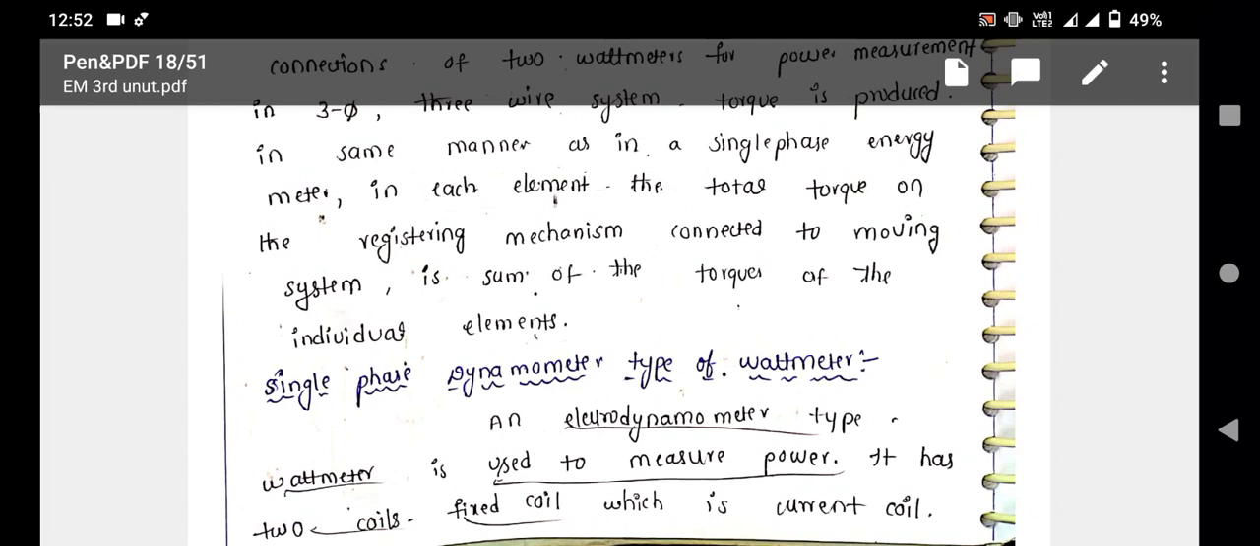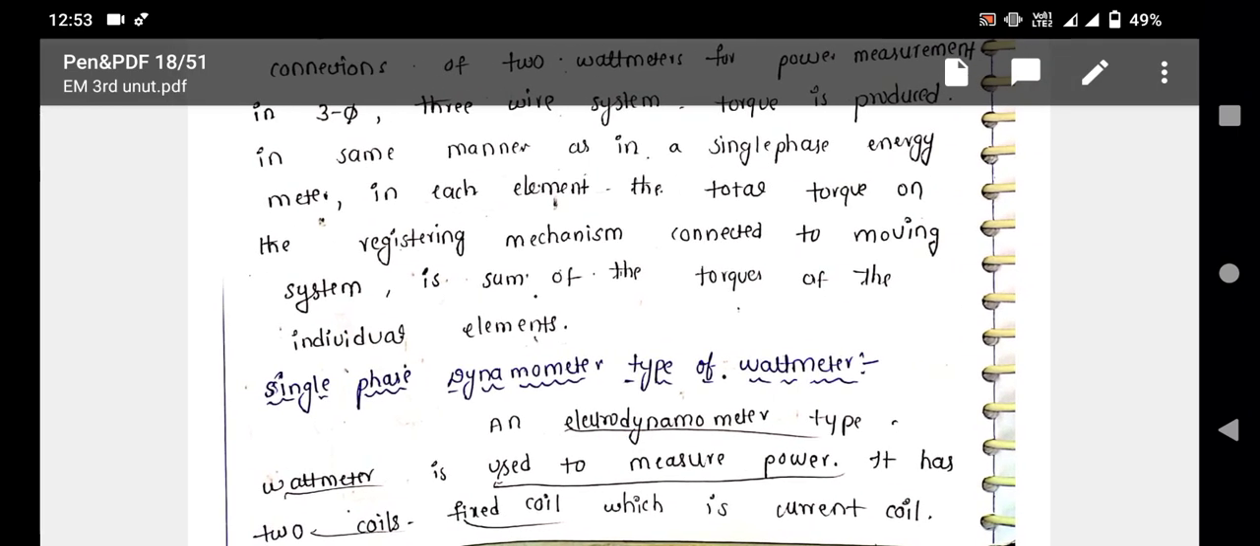Coming to another topic, that is wattmeters. Wattmeters are used to measure the power directly instead of using a voltmeter or ammeter. There are four types of wattmeters: dynamometer type wattmeter, induction wattmeter, electrostatic wattmeter, and thermal wattmeter. But in our syllabus we have the induction type wattmeter and the electrodynamometer type wattmeter.